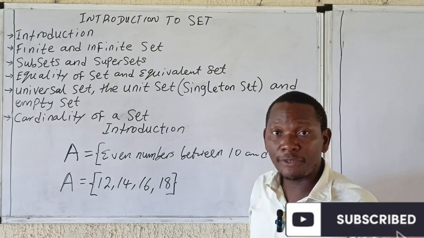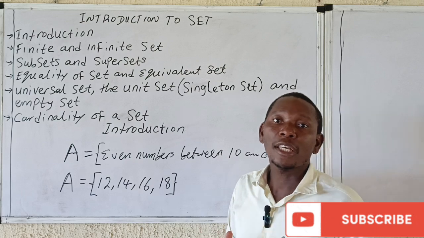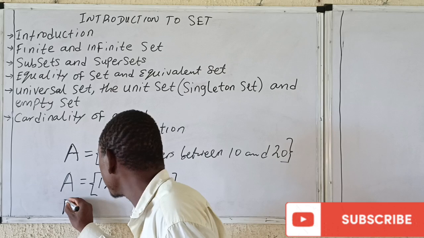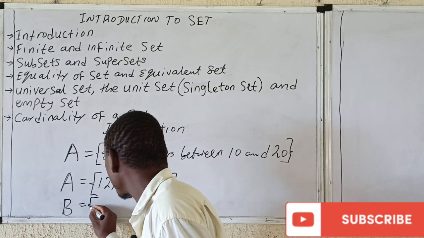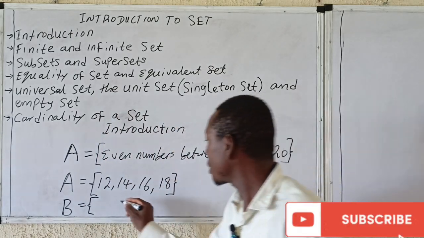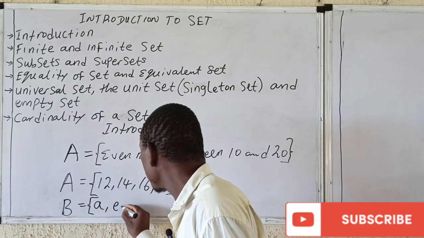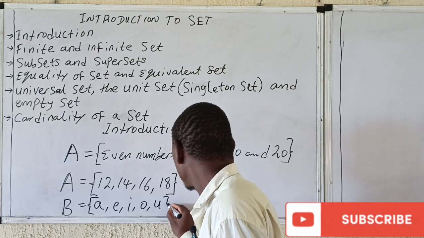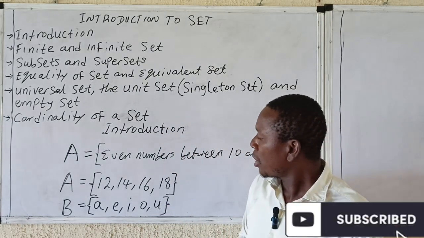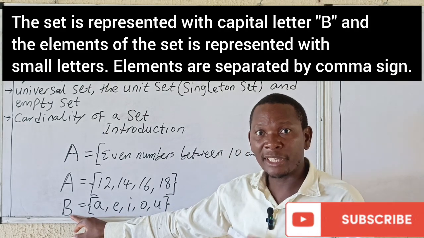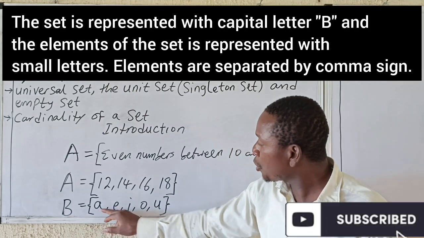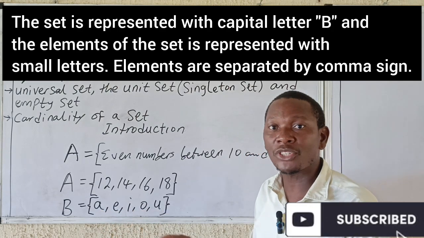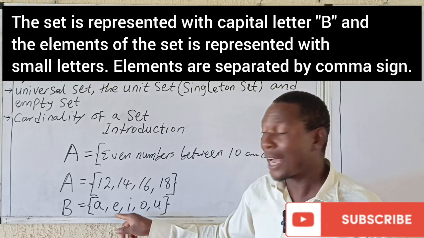So let me give you another example. Let's assume that we have a set B comprised of vowel sounds. We have a set B. Put your curly bracket. What are the vowel sounds? A, E, I, O, and U. So the set, which is B, is represented with capital letter B. Now the elements, which are a, e, i, o, u, are represented with small letters, and they are separated by what?